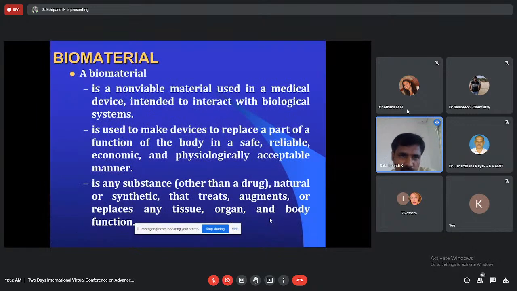Another important material is a biomaterial. Biomaterial will be useful for our day-to-day life activities. If someone has met with an accident, we can put some plate, that is called a biomaterial. Biomaterial means it can be easily attached to any biological body. It is a non-viable material, a medical device intended to interact with the biological system. It is used to make a device to replace any part of the function of the body in a safe, reliable, economical, and physically acceptable manner. Any substance, natural or synthetic, so many biomaterials are available nowadays.